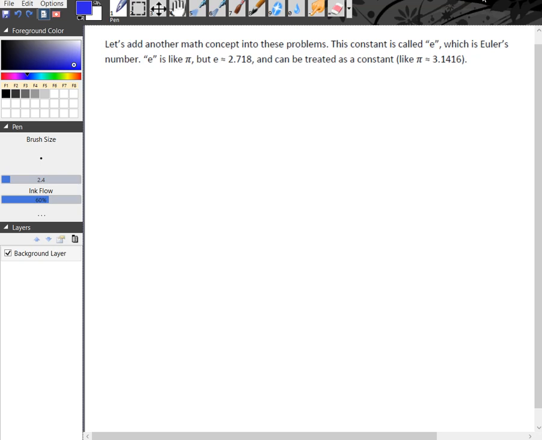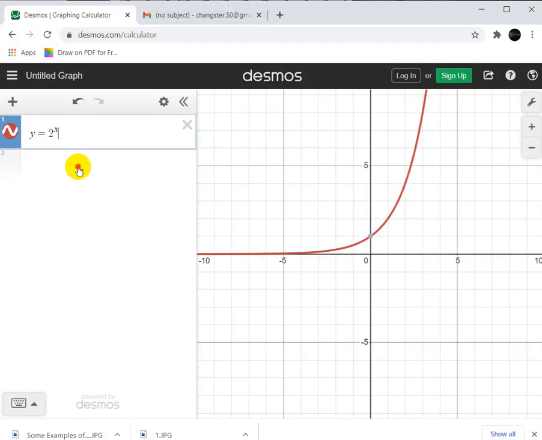Now, let's add another math concept into these problems. We're going to add another constant, and this constant is called e, which is Euler's number. e is basically like pi, but e is approximately 2.718, and it can be treated as a constant, kind of like pi. In previous years you've learned pi, 3.14159, approximately 3.1416. Let's say I just type in e. That's the actual value of e, 2.718.